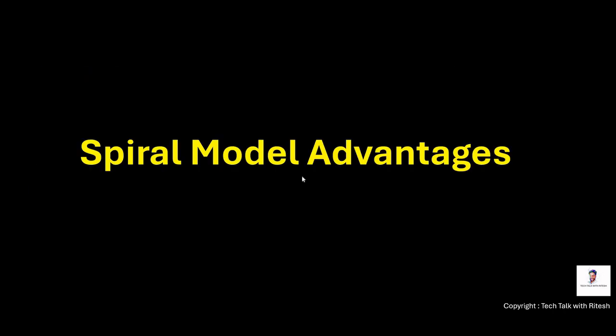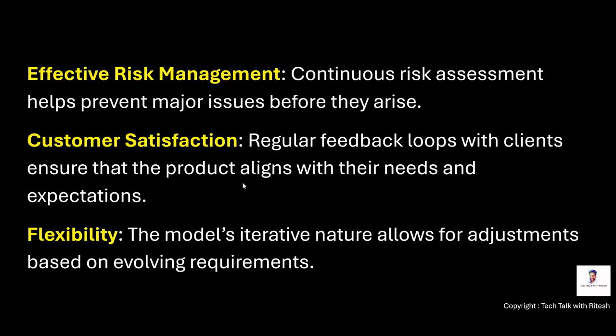Let's see the advantages of a spiral model. The first one is effective risk management. Continuous risk assessment helps prevent major issues before they arise. So risk management is like a continuous phase, that's why it's one of the advantages. Customer satisfaction: regular feedback loops with clients ensure that the product aligns with their needs and expectations. Flexibility: the model's iterative nature allows for adjustments based on evolving requirements.